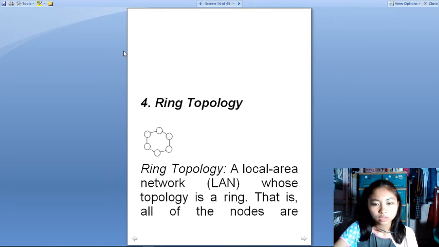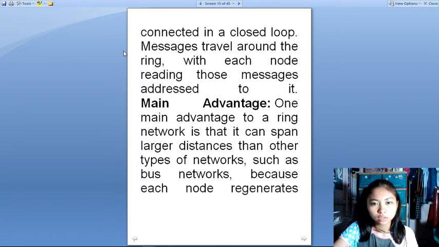Ring topology. The local area network plan whose topology is a ring. With this, all of the nodes are connected in a closed loop. Messages travel around the ring, with each node reading those messages addressed to it.